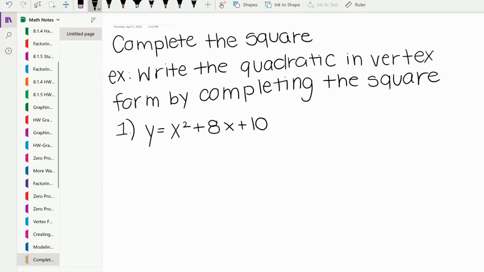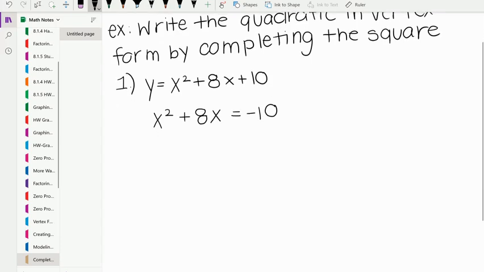So when you complete the square, the first step is we want to get a new c value. So you almost want to treat the y just like a 0. So we're going to say that this is x squared plus 8x equals, and I'm going to move that 10 to the other side of the equal sign. So now it becomes negative.